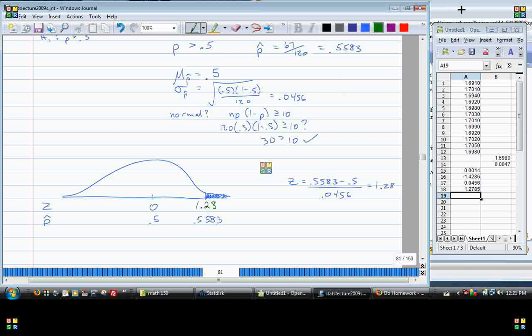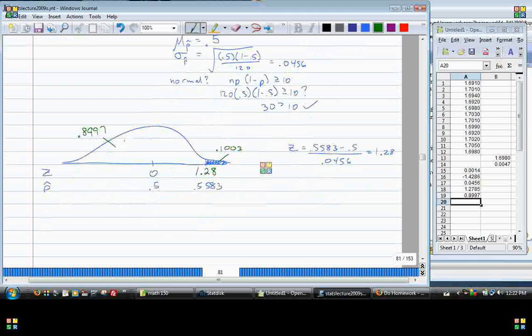All right. So now what? Find the area. Equals NORM.S.DIST of 1.28. And there you go. So this is 0.8997, and let's also fill in the area of the tail, which is 0.1003. So now what are we ready for? What next? Conclusion. So what's the conclusion?